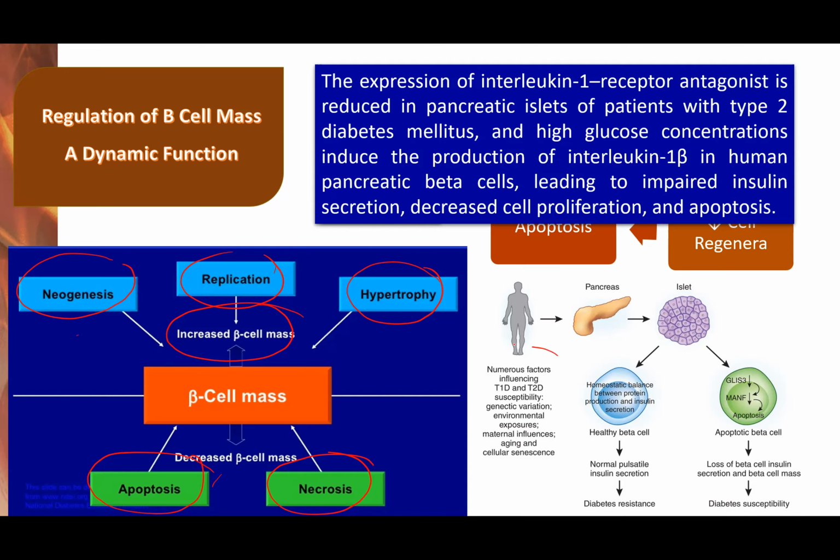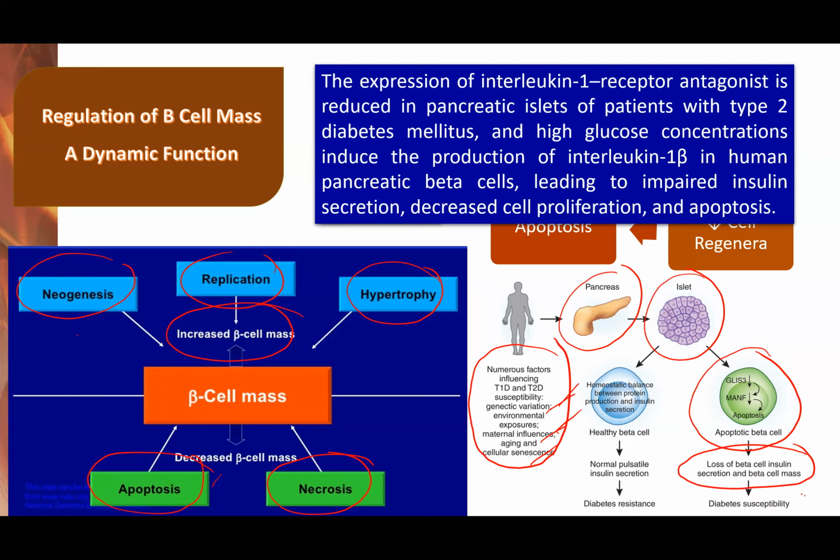You see here numerous factors influencing type 1 and type 2 diabetes susceptibility: genetic variation, environmental exposures, maternal influences, aging, cellular senescence. All have a role on the pancreas, on the islet, on the apoptotic beta cell, loss of beta cell, insulin secretion, and beta cell mass, diabetes susceptibility. Homeostatic balance between protein production and insulin secretion, healthy beta cell, normal pulsatile insulin secretion, diabetes is prevented. So it's a question of whether you have a healthy or unhealthy cell. It depends upon the various factors that are acting on that.